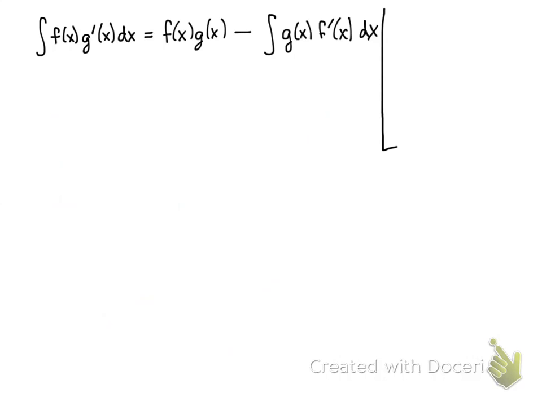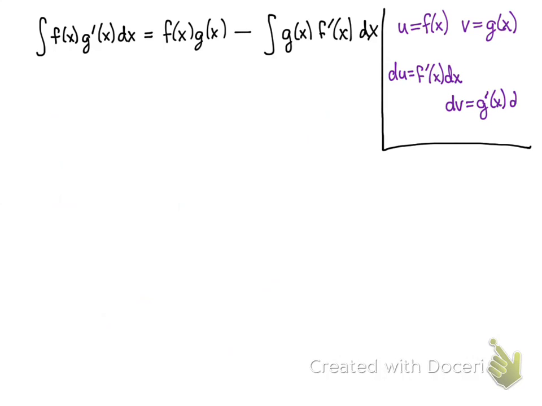But now I want to rewrite it, and to do that I'm going to give f and g new names. So I will call f of x u and g of x v. Then just like with u substitution, I can figure out what du is. It's f prime of x dx, right? You take the derivative and stick a dx on. Same thing with v. dv is g prime of x dx.